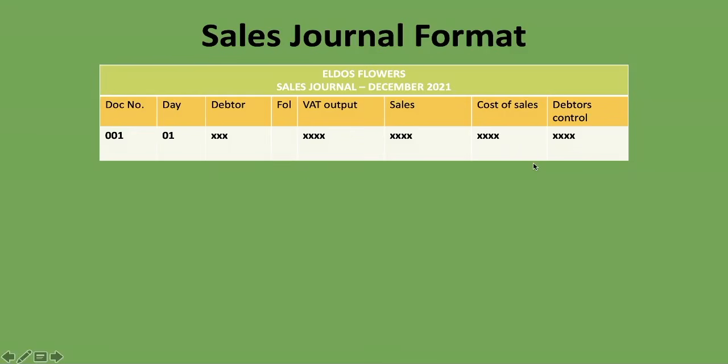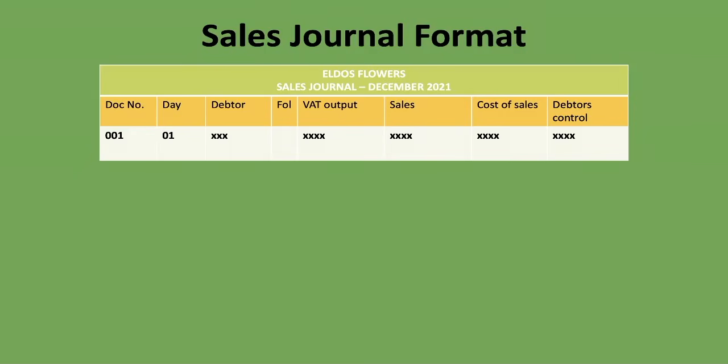This is how much it cost you to buy the inventory that you have just sold, or how much it cost you to produce the inventory that you have just sold. So it's all the costs associated with bringing this inventory into a position where you're able to sell it. And then debtors control is what the debtor owes you, how much you actually sold it to him for. So the debtors control does include VAT, the amount that you put there.